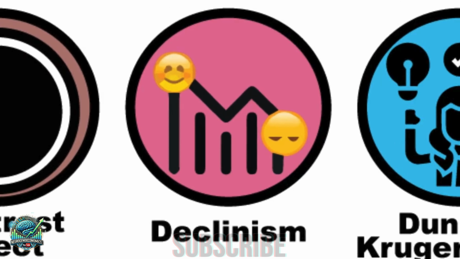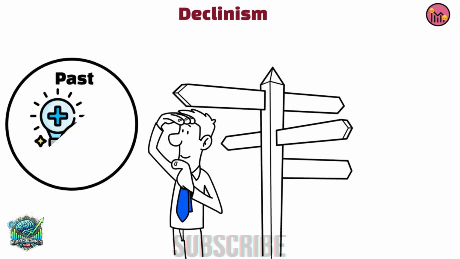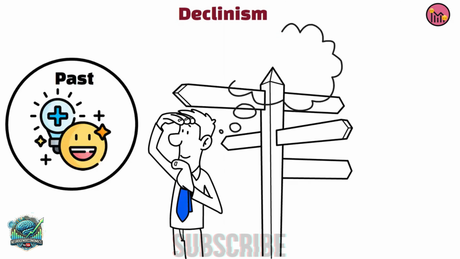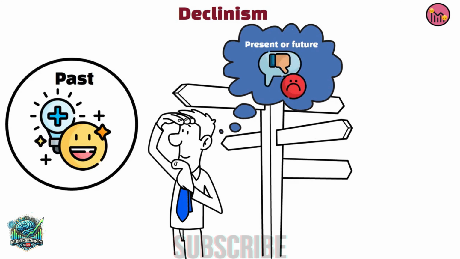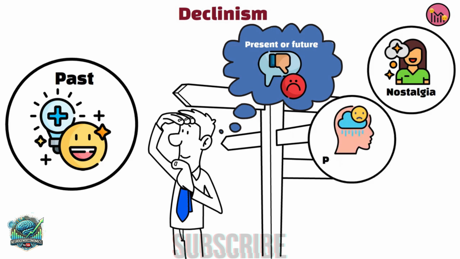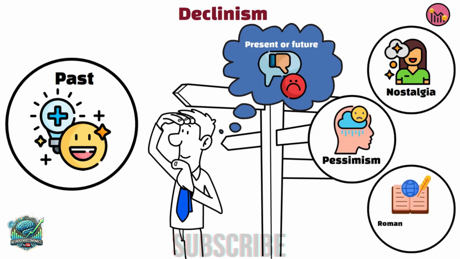Declinism. Declinism is the tendency to view the past in an overly positive light and perceive the present or future as being in a state of decline or deterioration. This cognitive bias can lead to nostalgia, pessimism about current circumstances, and a romanticized view of historical eras.